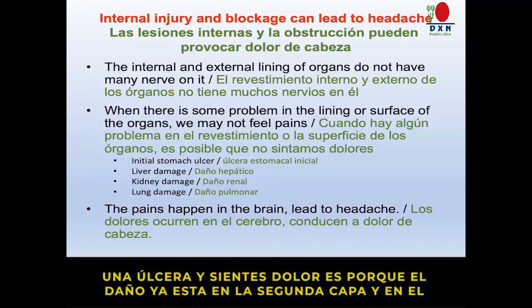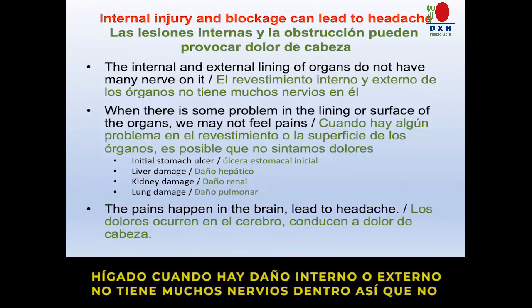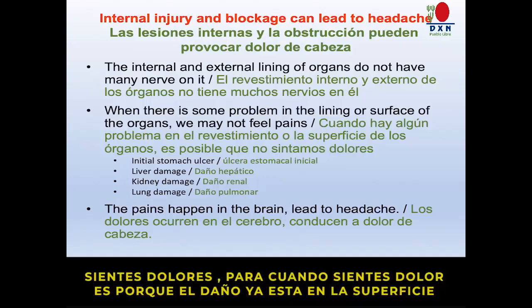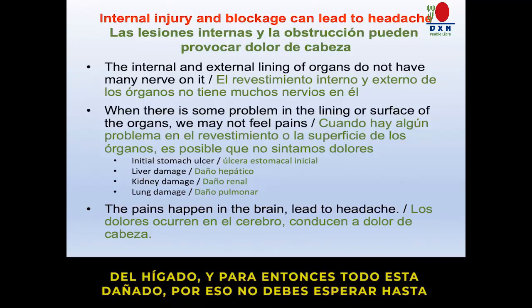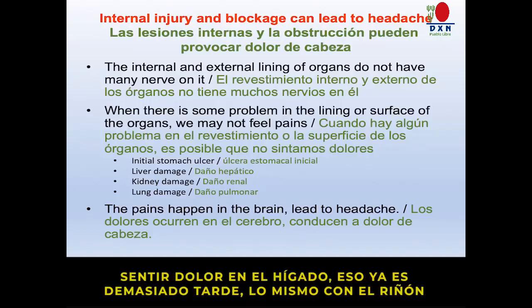And come to the liver, the same thing. The inside and outside of the liver don't have much nerve. You don't feel pains. By the time you feel pain, that means the damage has already gone from inside to touch the surface of the liver. At that time the whole liver is spoiled already. Okay, that's why you should not wait until you feel the pains in the liver. That is generally too late already. The same thing with the kidney inside.